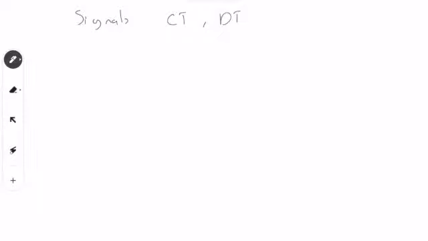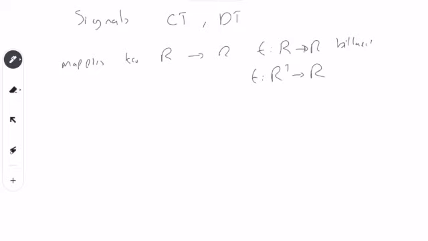So what's a continuous time signal? It's technically a mapping from real numbers to the real numbers. Let f be a signal. It's a mapping from R to R. This is a bilateral signal, okay? And in a unilateral case, it's a mapping from R plus to R.